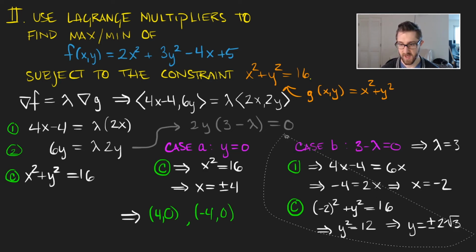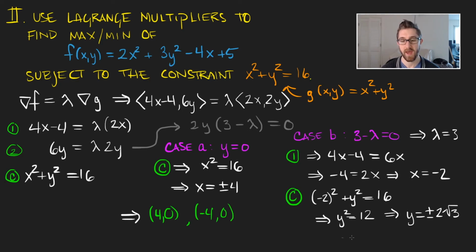So I ran out of space to put the conclusion, so let me just bump this up. So finally, the points that we get from this case are x is negative 2, y equals 2 square root of 3, and x is negative 2, y equals negative 2 square root of 3. So we got 4 possible maxima or minima from these points. And the last thing to do is to take these 4 points and the 1 point that we found in the first step and compare the value of the function at all of those points.